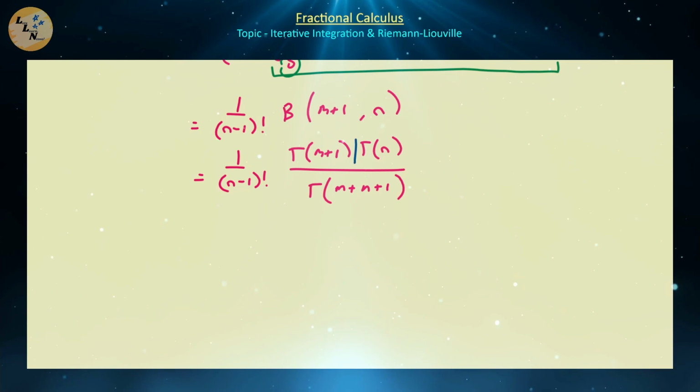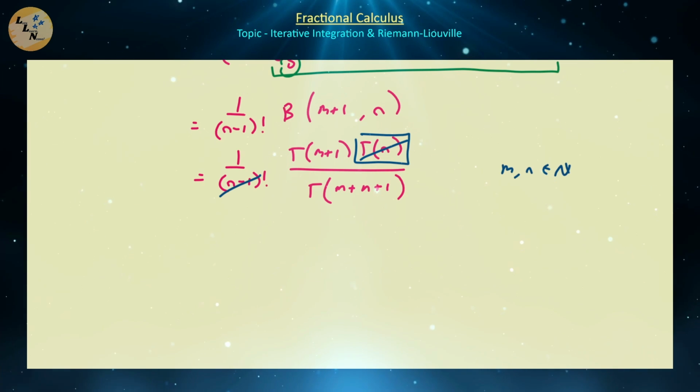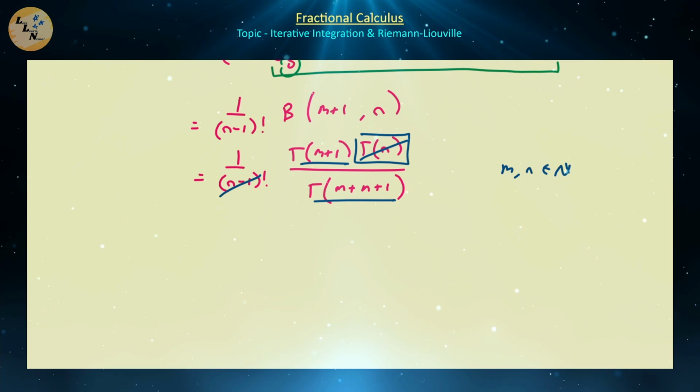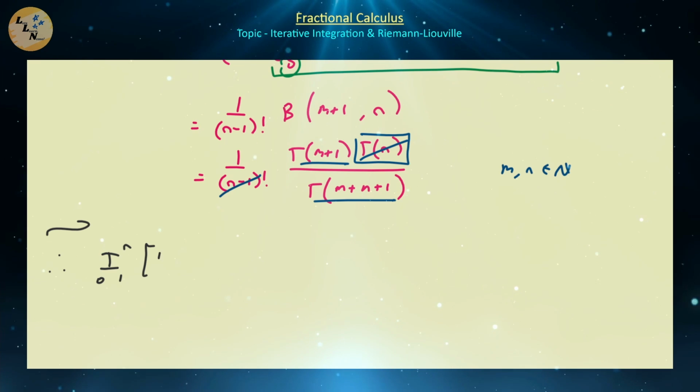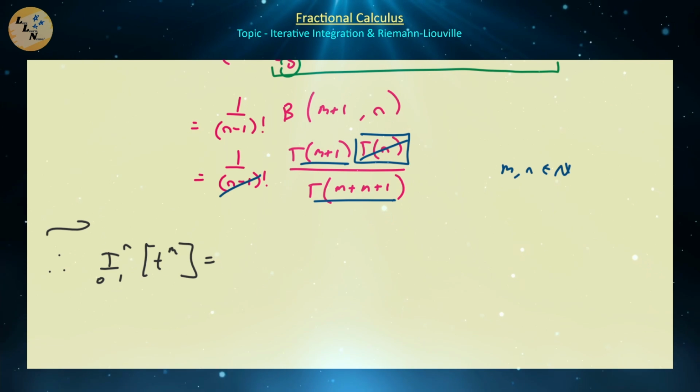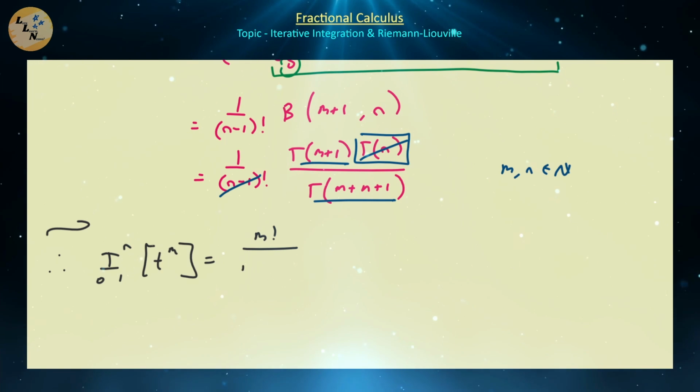So remember that gamma of n is just (n-1) factorial, so those two terms cancel out. And let's assume that m and n are both natural numbers. So if that's the case, that means gamma of m plus 1 is just going to be equal to m factorial, and gamma of m plus n plus 1 is just going to be equal to m plus n factorial. So that means we have the result that I_0^1 of n of t to the m is equal to the constant m factorial divided by (m plus n) factorial.